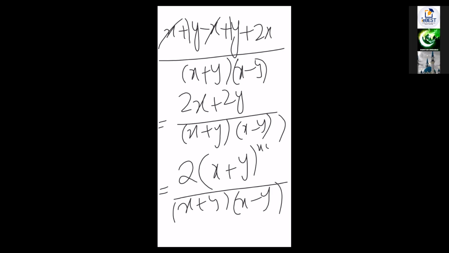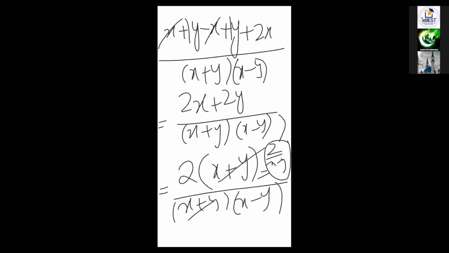Now, do you see anything which gets cancelled? The x plus y and the x plus y. Exactly. Now, the answer we come up with is 2 divided by x minus y. That's your answer. 2 divided by x minus y.